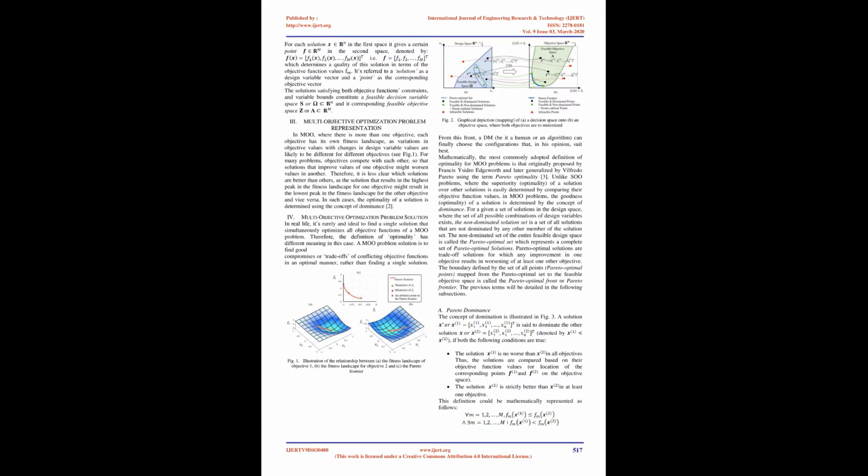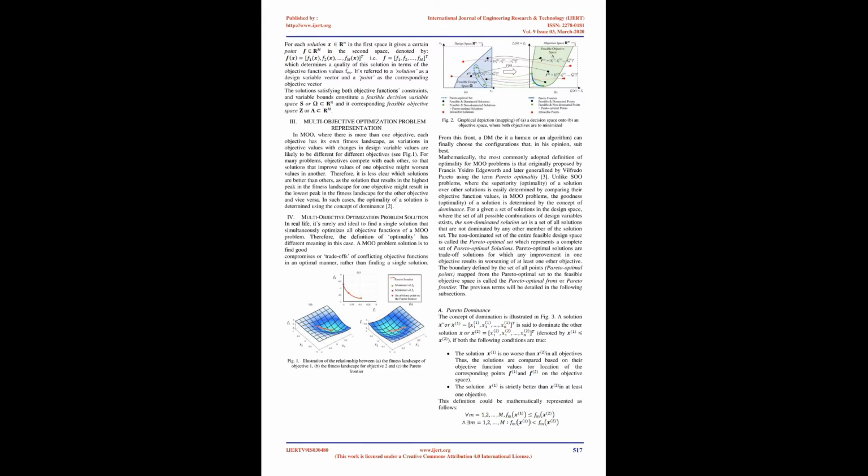4. Multi-objective optimization problem solution. In real life, it's rarely ideal to find a single solution that simultaneously optimizes all objective functions of a MOO problem. Therefore, the definition of optimality has a different meaning in this case. A MOO problem solution is to find good compromises or trade-offs of conflicting objective functions in an optimal manner, rather than finding a single solution.